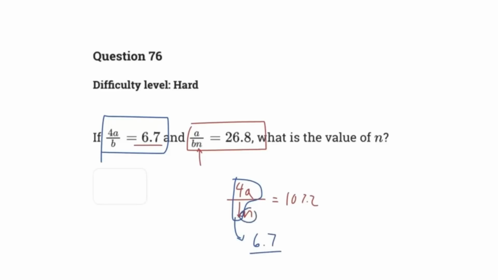So 6.7 over n is equivalent to 107.2. You can rearrange this to solve for n, and we will get a value of 6.7 over 107.2 equals n. And 6.7 over 107.2 also just simplifies to 1/16th, and therefore our value of n is 1/16th.